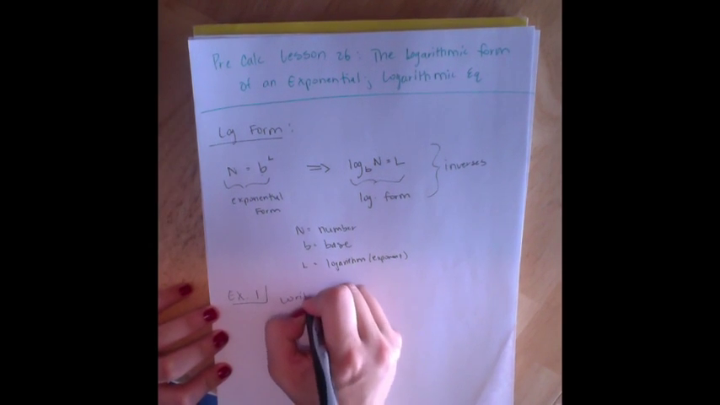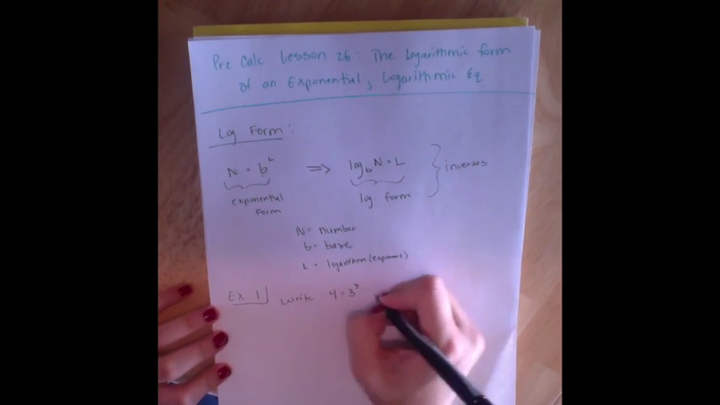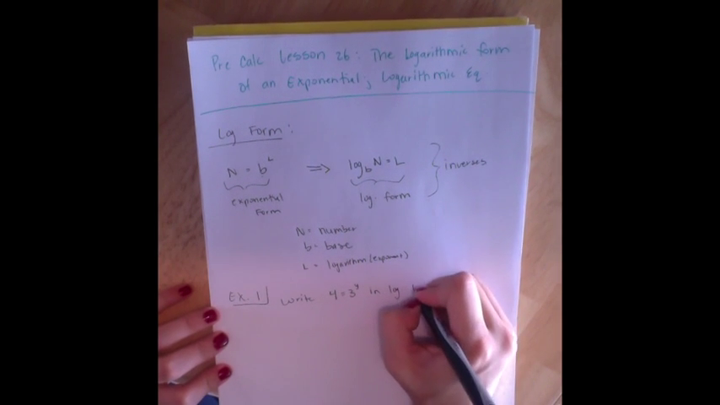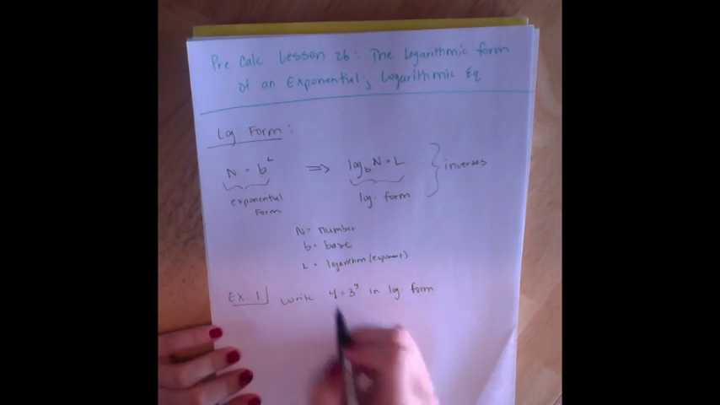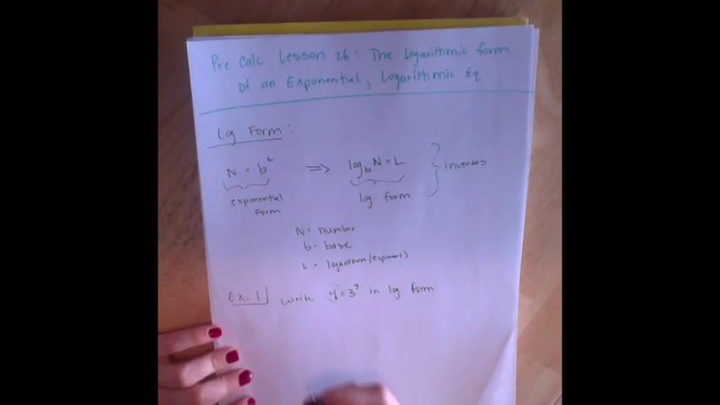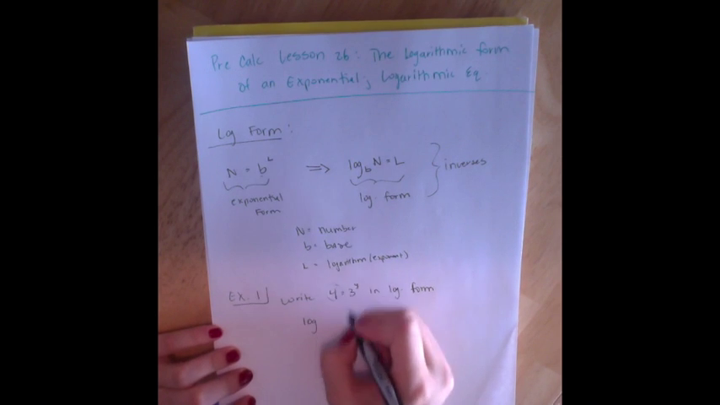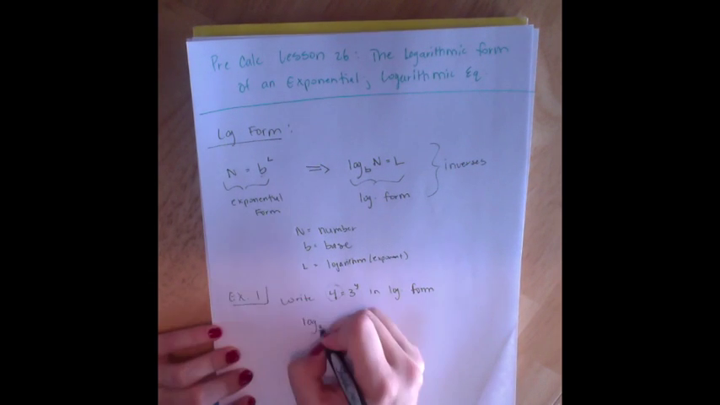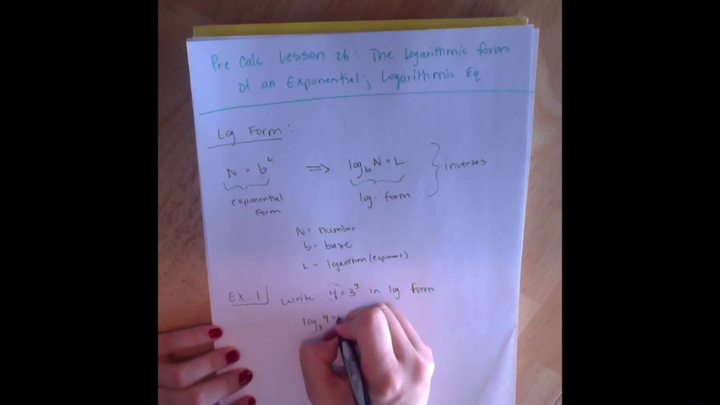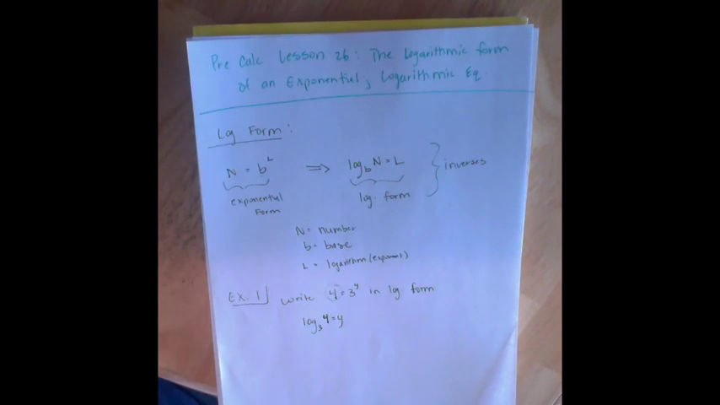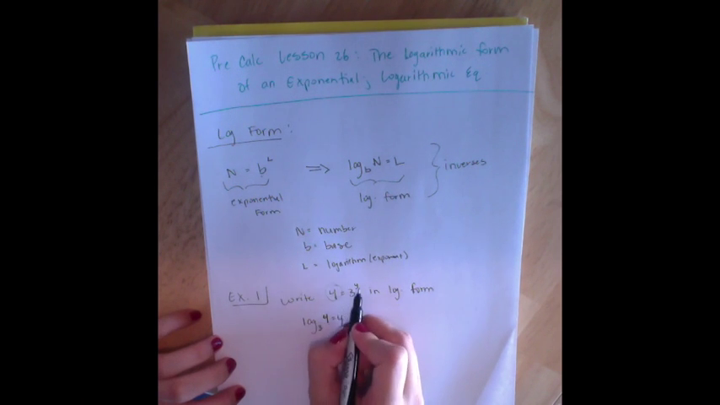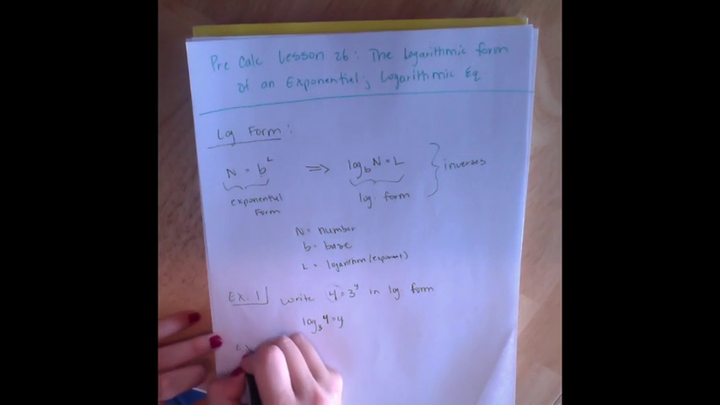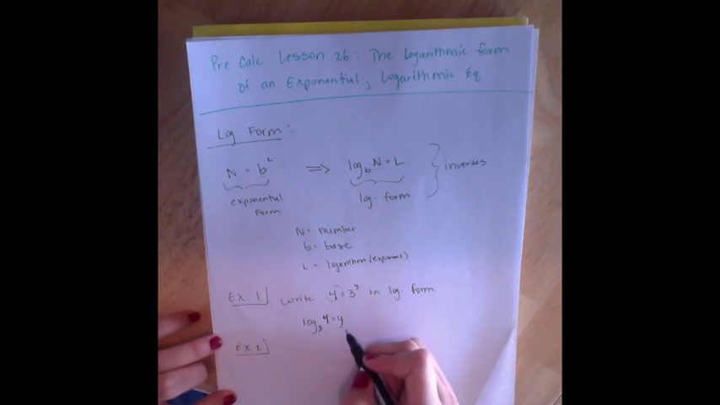If we were to write 4 equals 3 to the y in log form, 4 is our number, what we're taking the log of. 3 is our base, so we would say the log base 3 of 4 gives me y. Now, I would rewrite this and say 3 to the y equals 4. That's going from exponential to logarithmic.